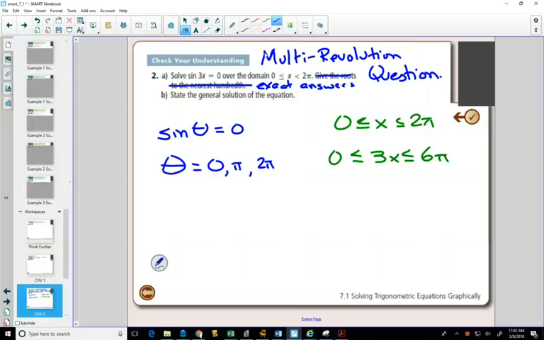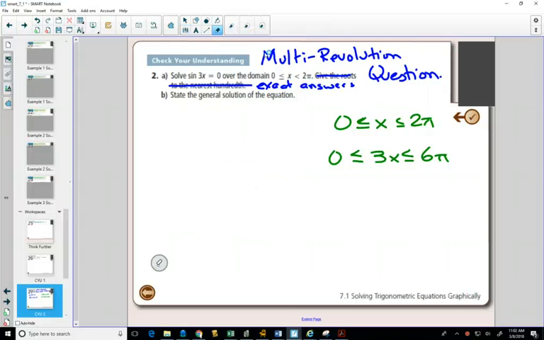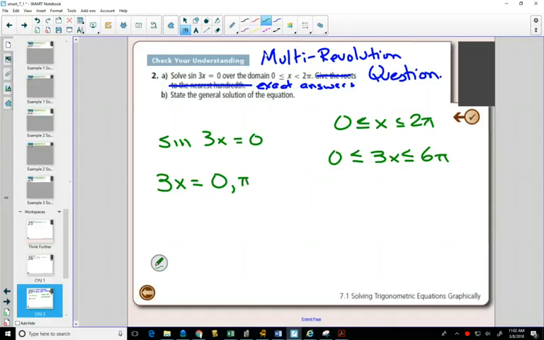But what we have is sine 3x equals 0. But you go about solving it the same way. When it was sine theta equals 0, your next step you said theta equals. Since it says sine 3x equals 0, you say, well, 3x could equal 0, pi, and 2 pi. And that would be one time around your circle from 0 to 2 pi.